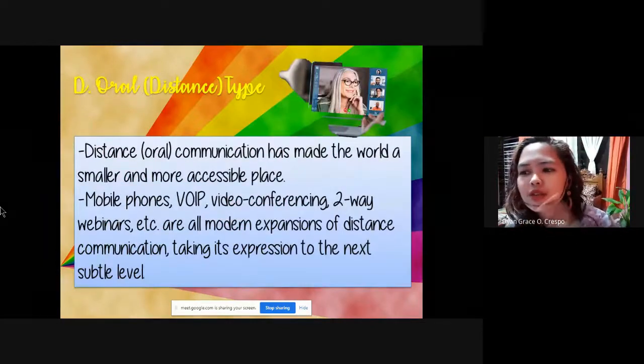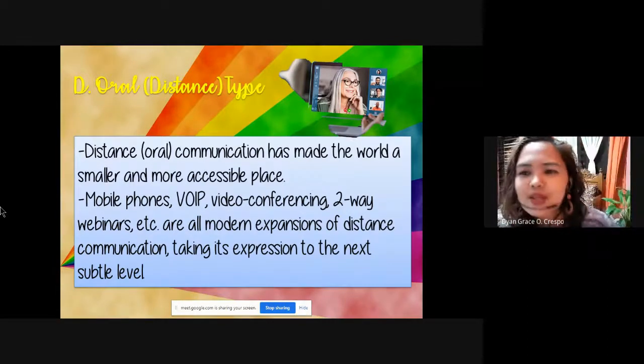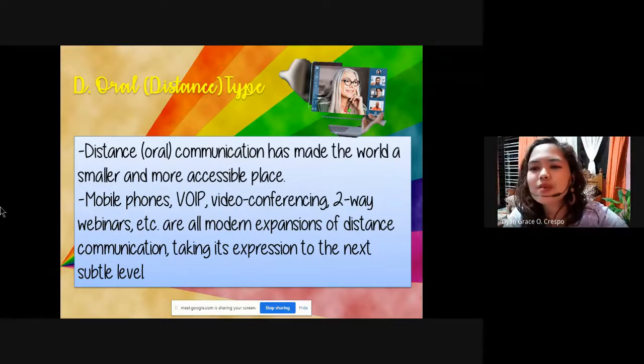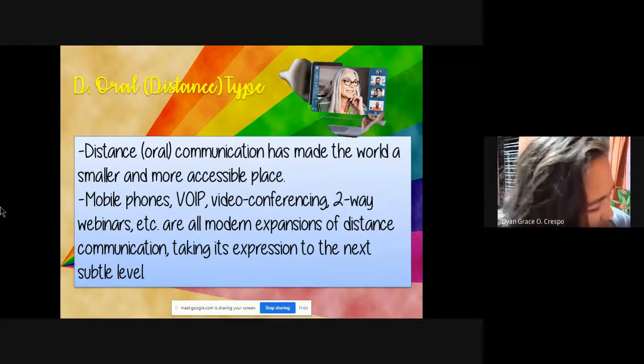We also have the oral distance type. So this is what we're doing right now. So oral siya, pero distance. So communications made the world a smaller and more accessible place. Some of you, baka nandyan kayo sa Maynila. Nasa Maynila. Nasa province or whatsoever. Some of you, nadidinig mo ako. Sarado na naman tayo ng pinto.